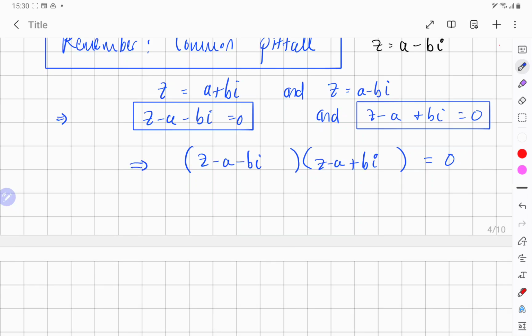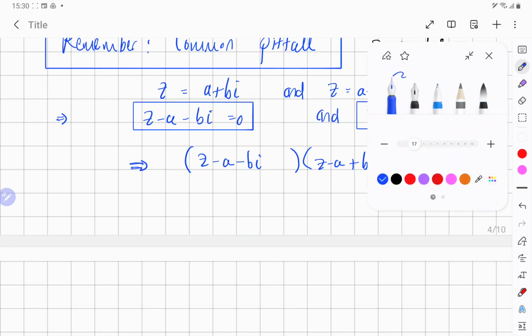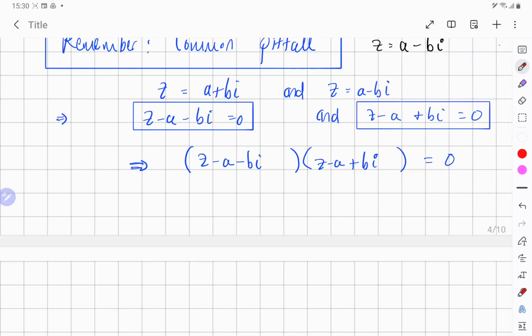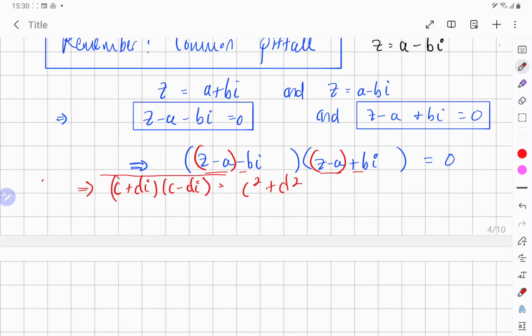Now something that I want to show you that is going to be extremely important for later, you will make your own brackets over here. Why am I doing it? Can you all see that those two are the same, so I have the conjugate there. And recall from a previous video, if we have c plus di times c minus di, I just go straight away c squared plus d squared. This is something that we use often to save time.